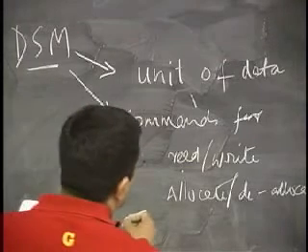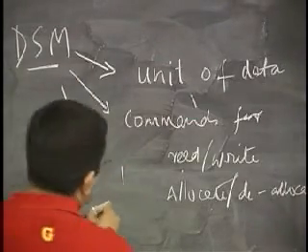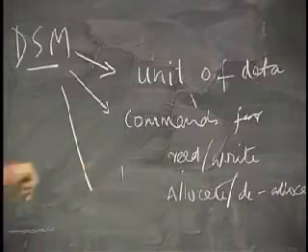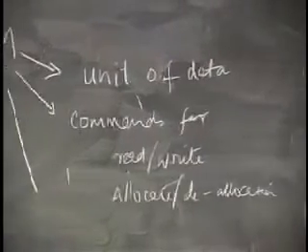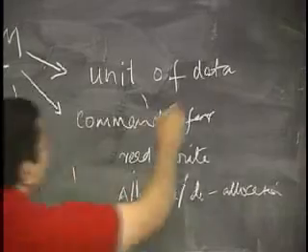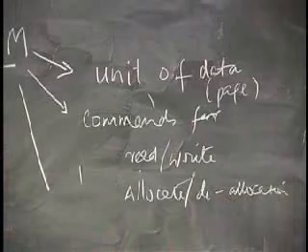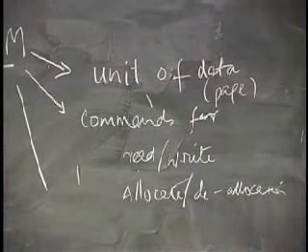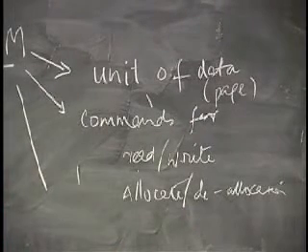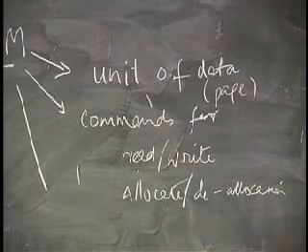And the third thing is that when it decides the size of the page, the unit of the data, which will be called a page, that is what will become the block on the disk. So it has to keep track.